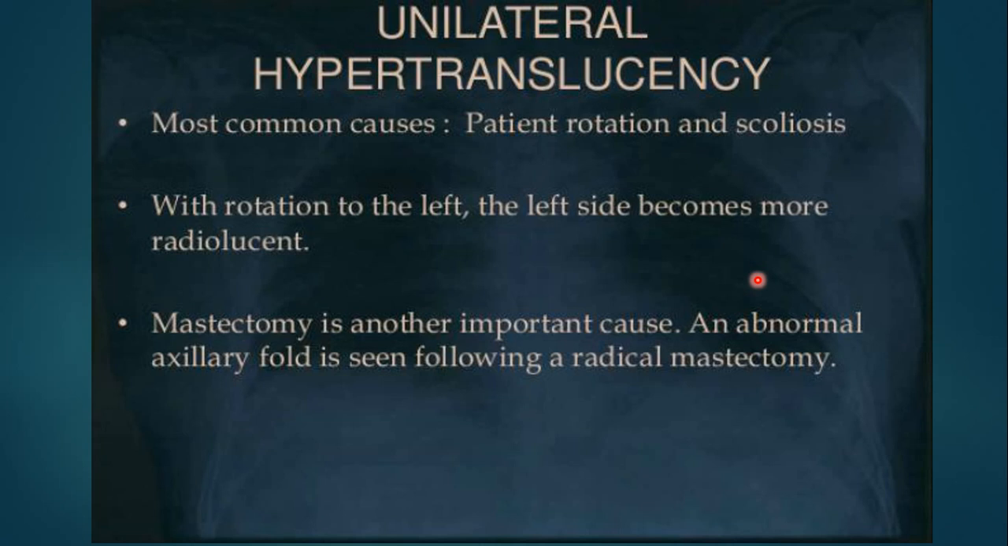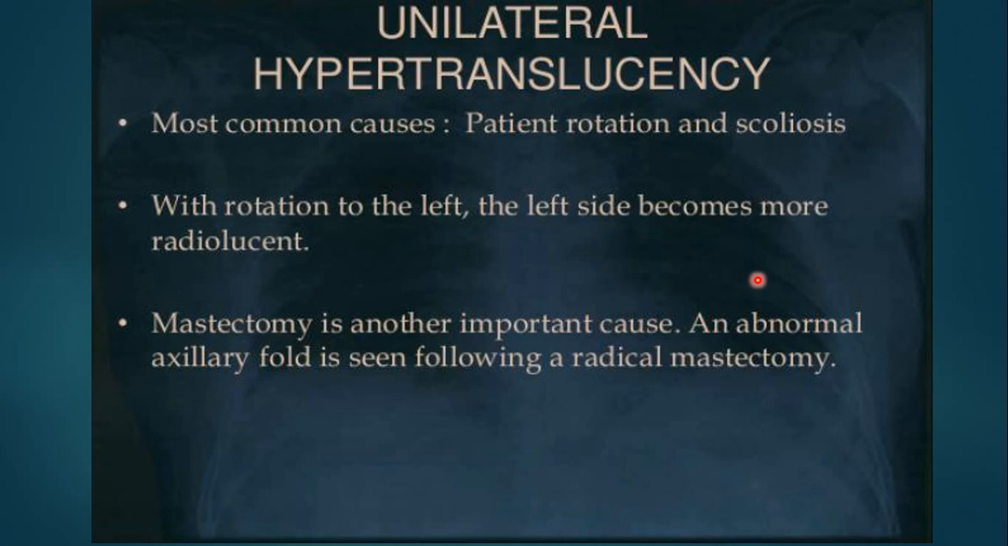But keep in mind, if the cause is rotation and anyone asks you to which side it's rotated, the dark lung, the dark side, is closer to the film. So if the patient is rotated to the left side, it becomes more radiolucent than the right side. If the patient is rotated to the right side, it becomes darker than the left side. So you can see not only by the clavicles and the spine and these things that we all know about, but also you can appreciate which side the patient is rotated by just seeing which side is darker, and this side is closer to the film.